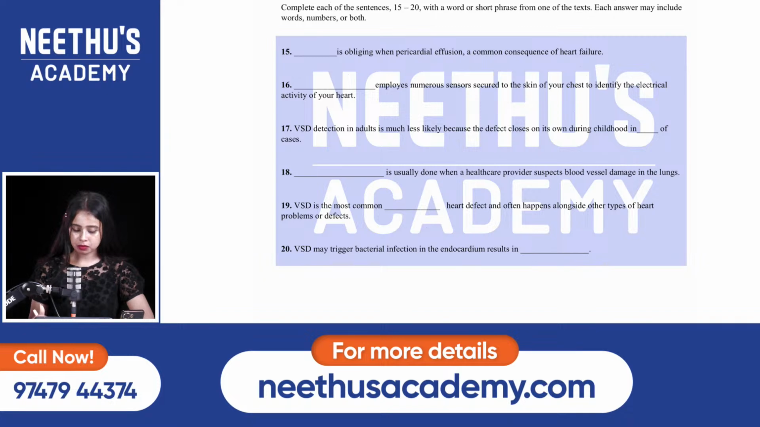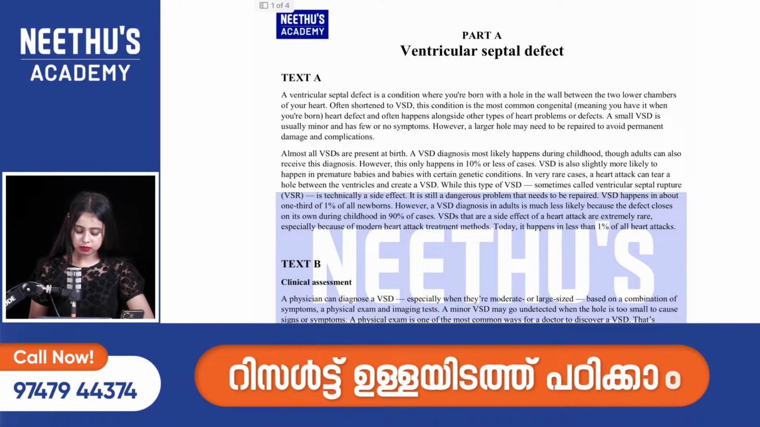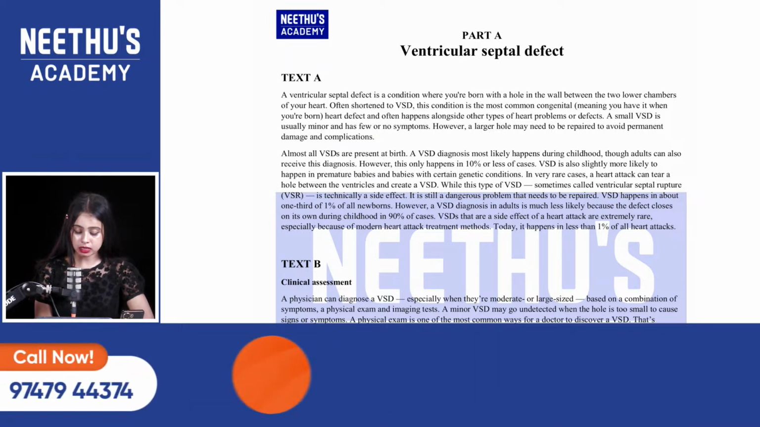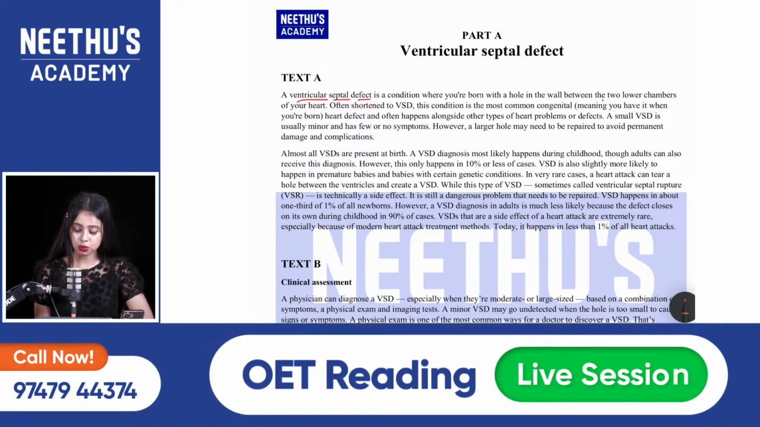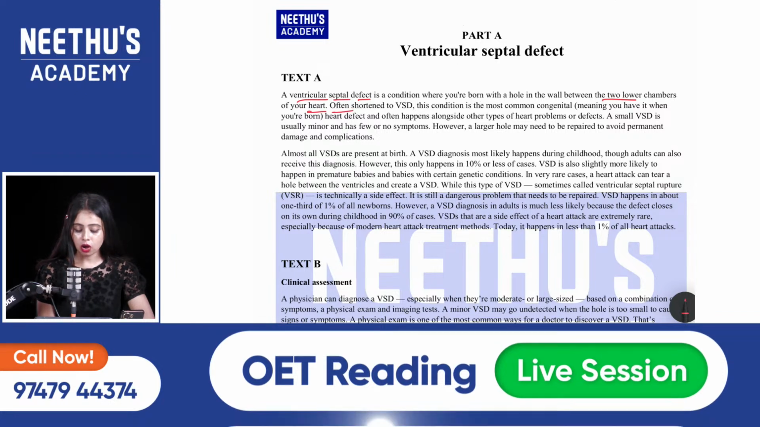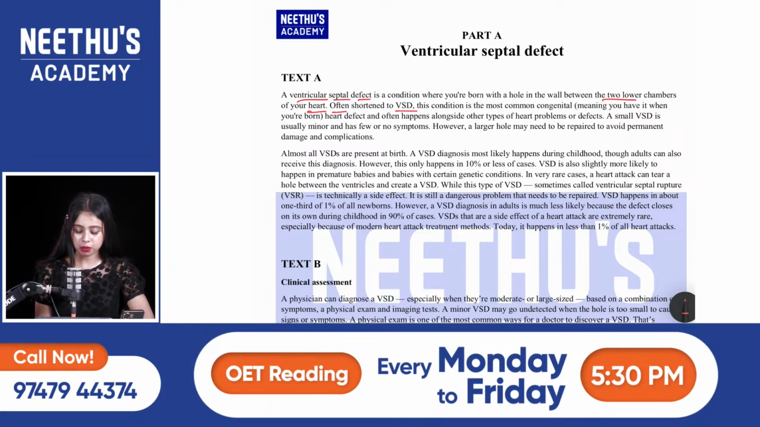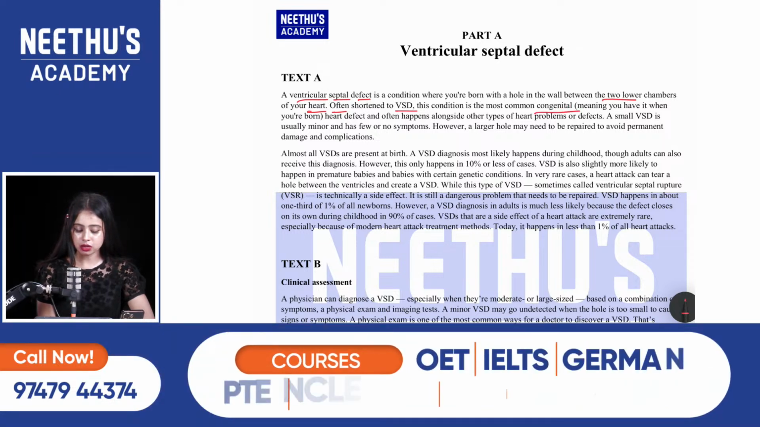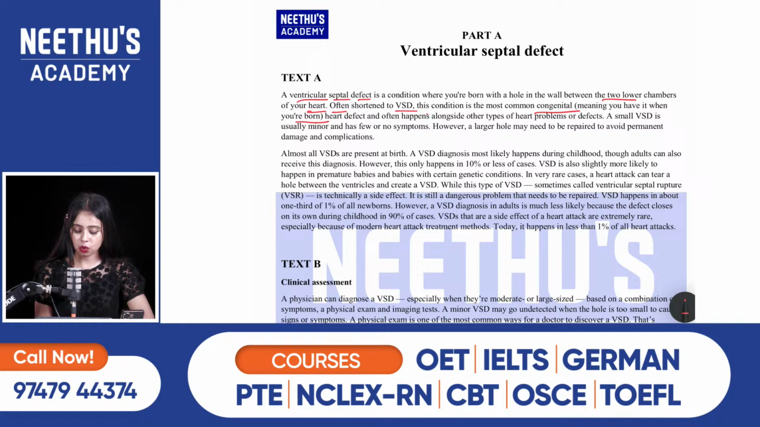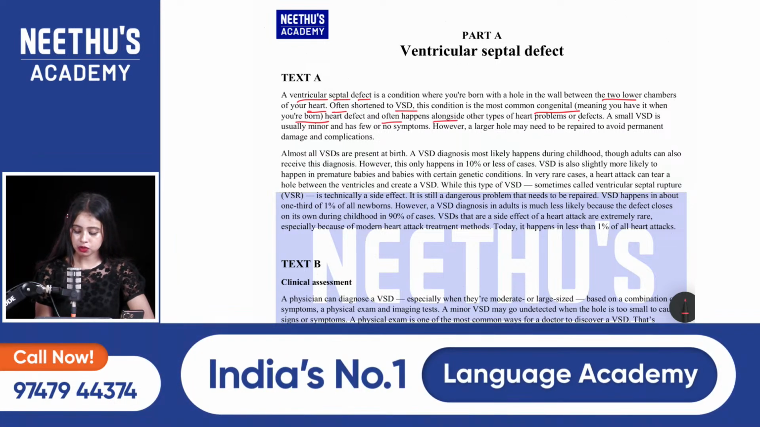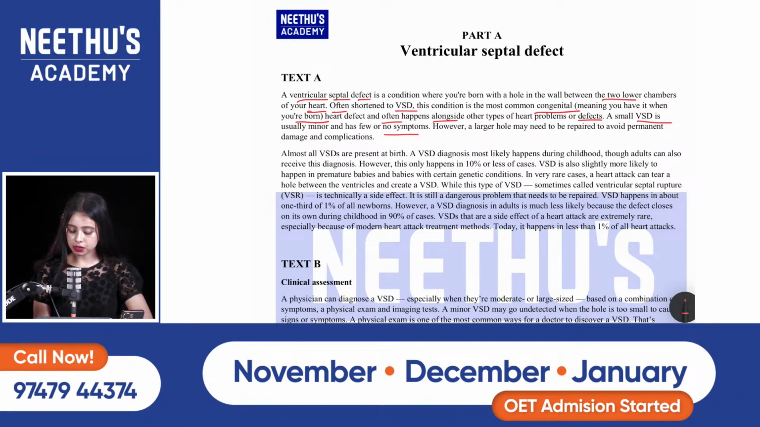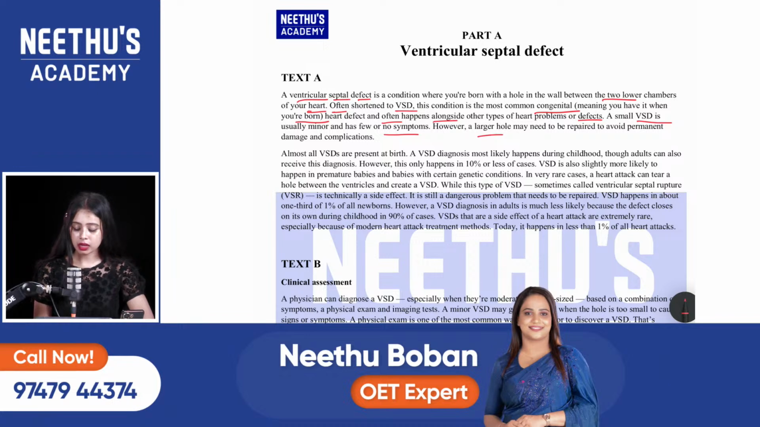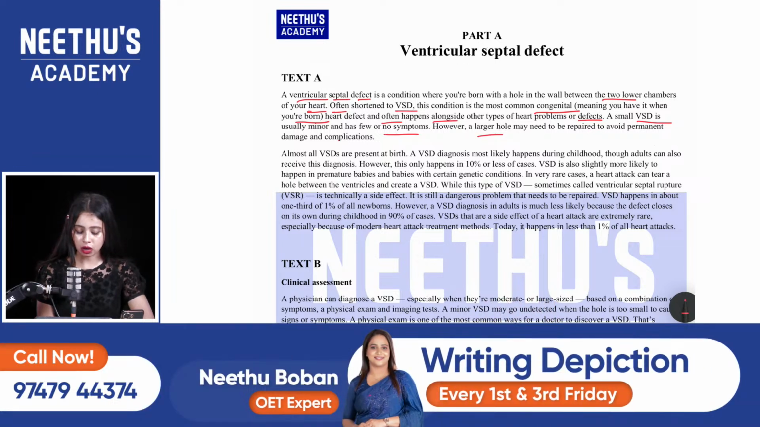So I'll read the paragraph so that you can listen to it and just underline the keywords. Okay. So a ventricular septal defect is a condition where you are born with a hole in the wall between the two lower chambers of your heart. Often shortened to VSD, this condition is most commonly congenital, meaning you have it when you are born. That is congenital heart defect and often happens alongside other types of heart problems or defects. A small VSD is usually minor and has few or no symptoms. However, a larger hole may need to be repaired to avoid permanent damage and complications.